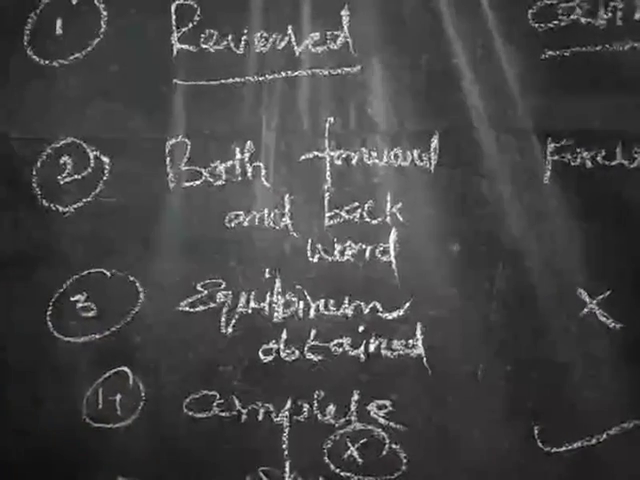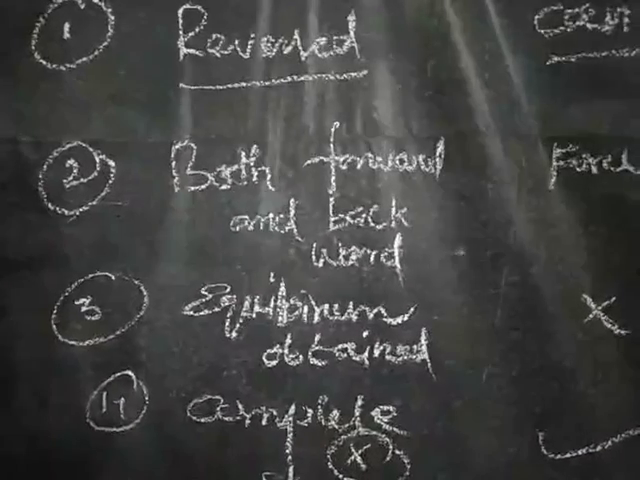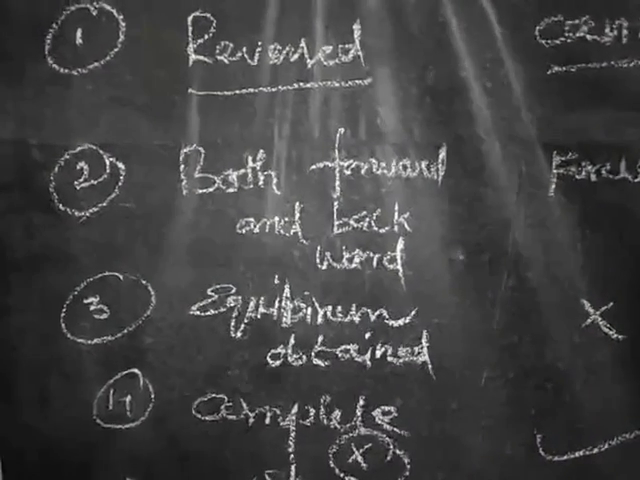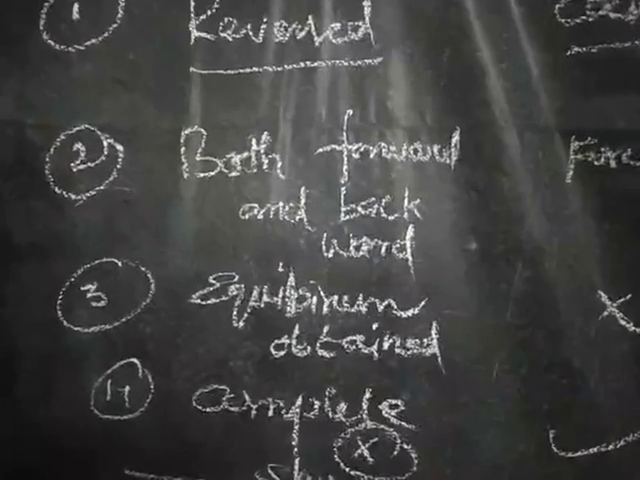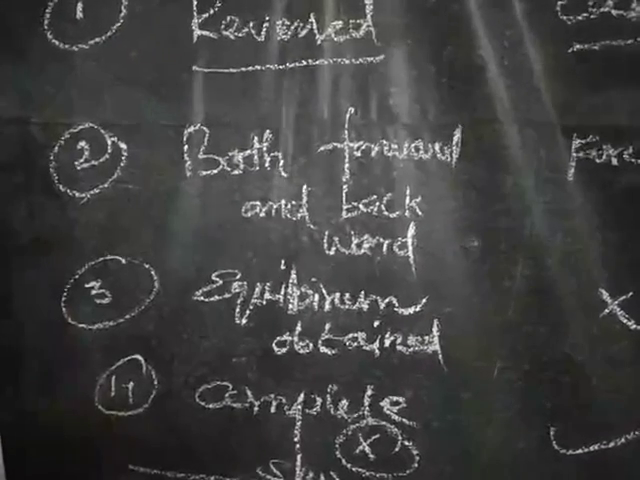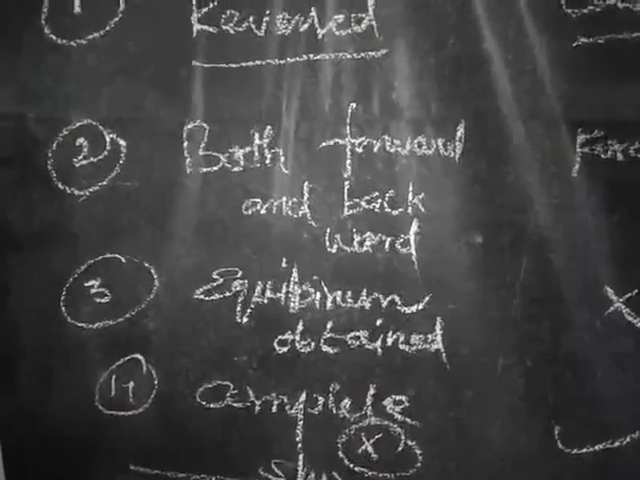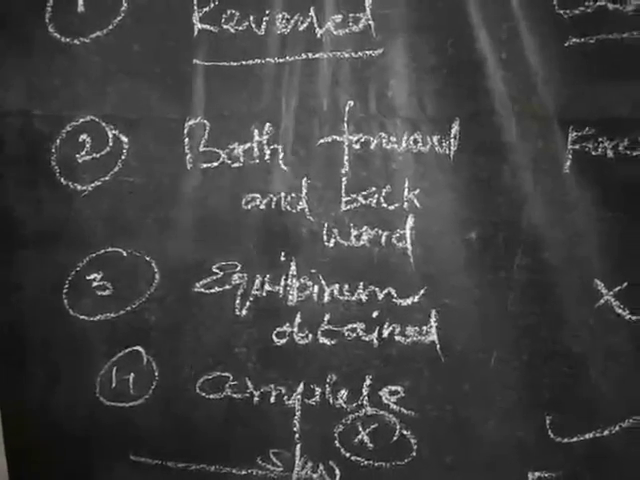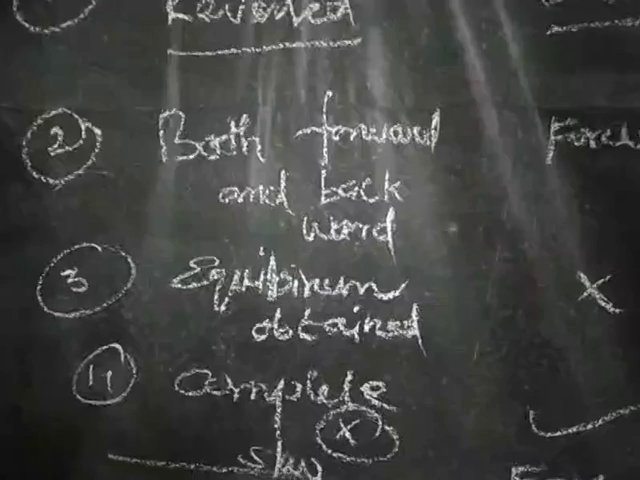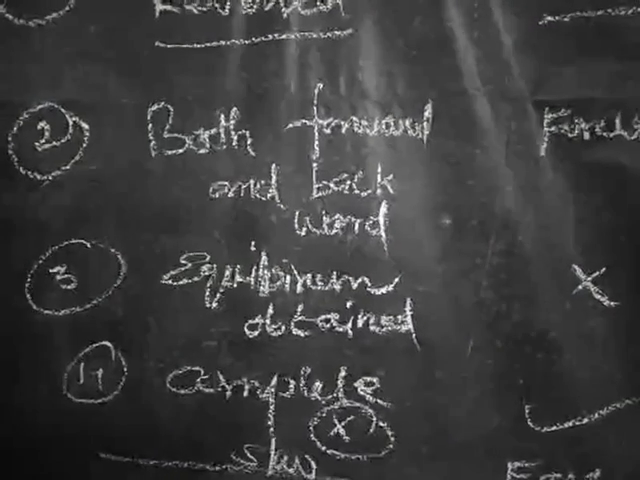The remaining two headings are pending. Rate of chemical reactions, and what are the factors affecting chemical reactions. This is one part. Next one, ionic product of water, what is meant by pH, and what is the role of pH in our day-to-day life. So a maximum of two or three classes is enough to complete this lesson.